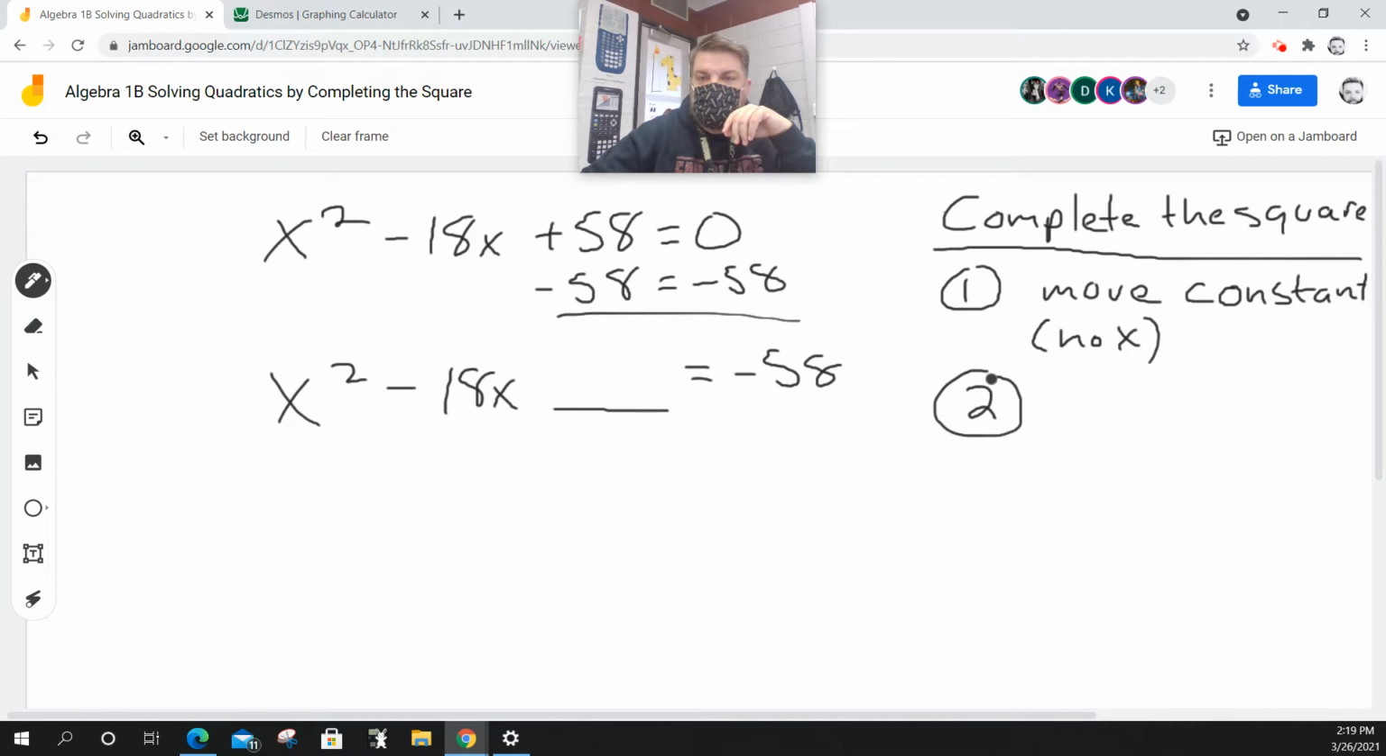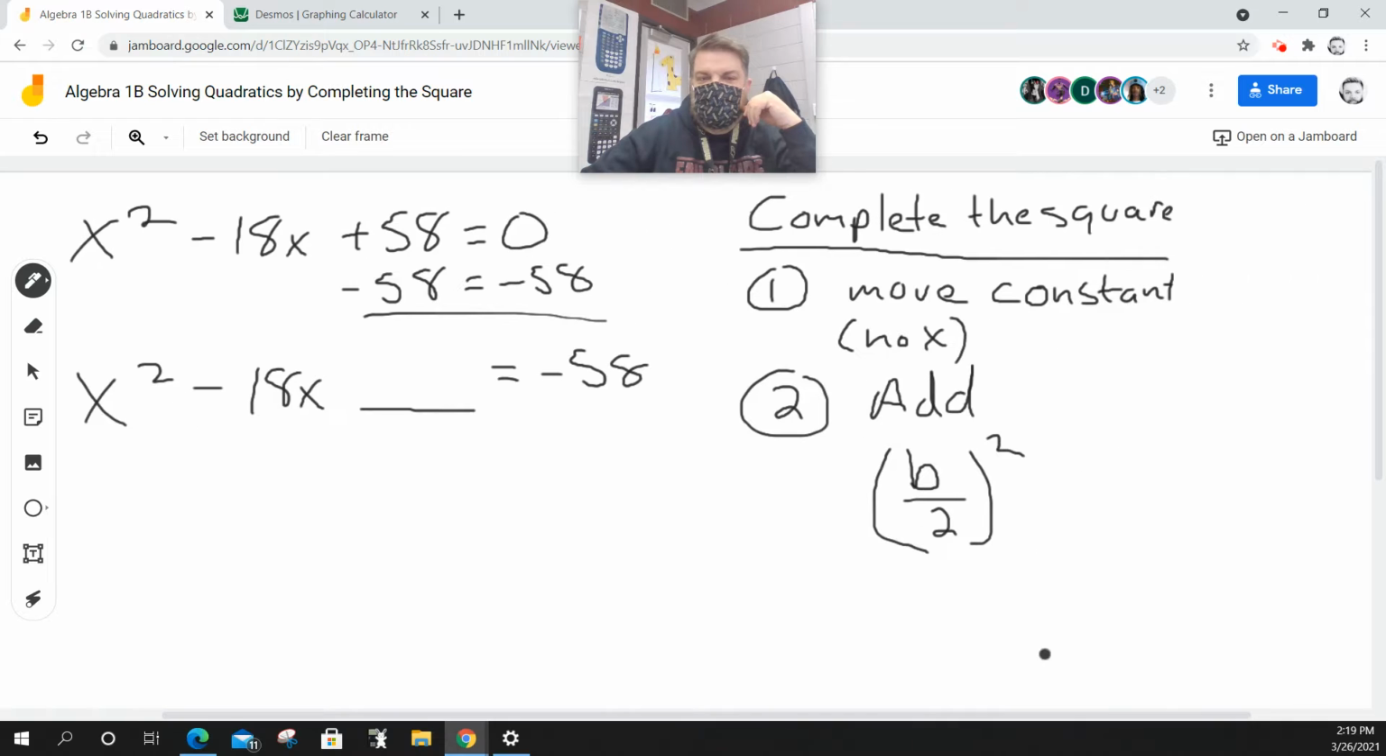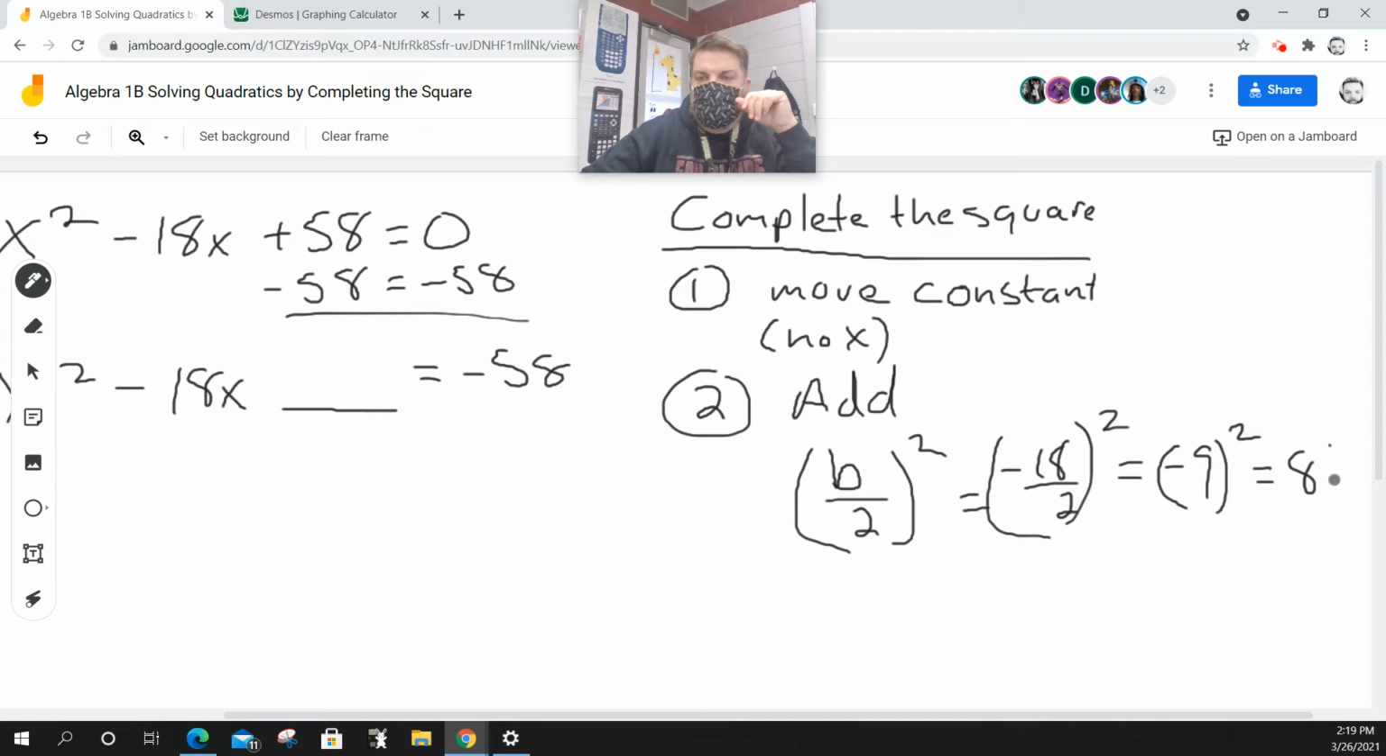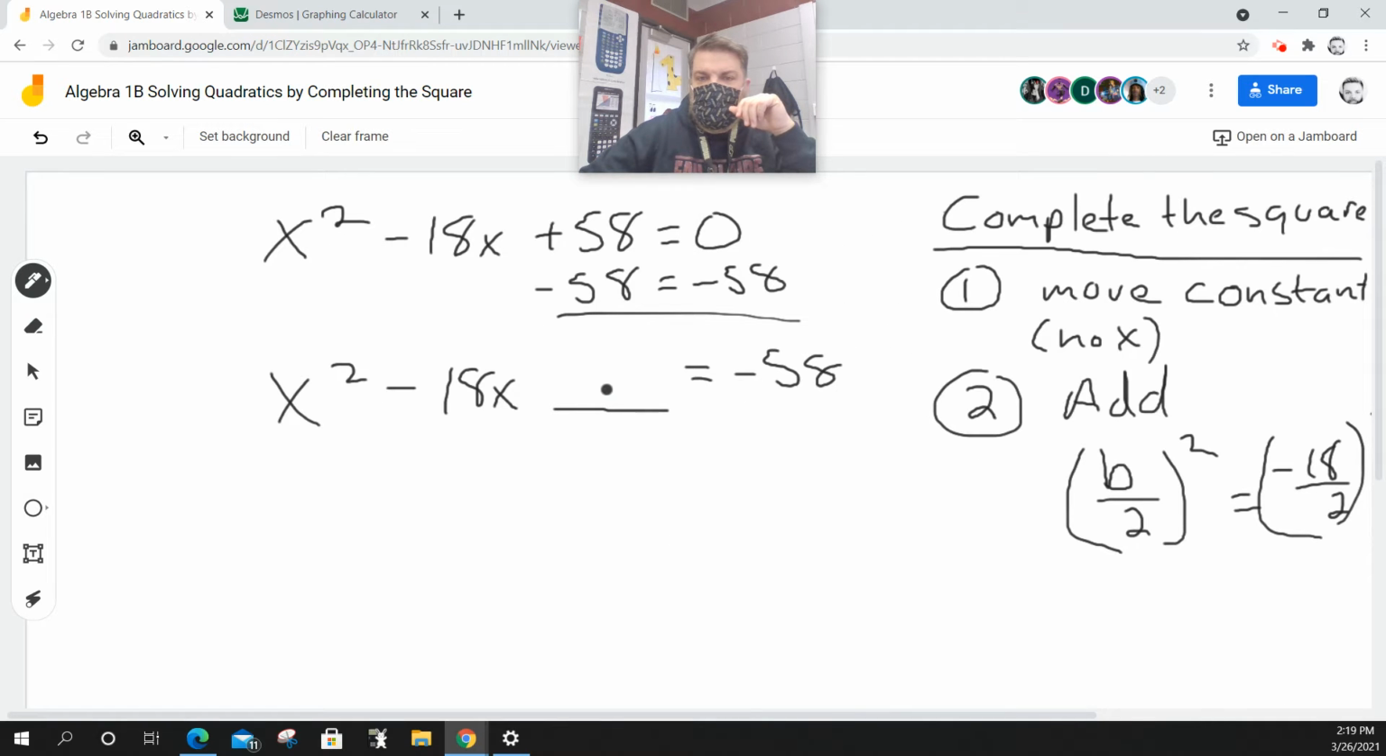Step 2, add b divided by 2 squared. What's b? Negative 18. So this is going to be negative 18 divided by 2 squared. What is negative 18 divided by 2? So this whole thing equals 81. So that means I'm going to add 81 to this side, and I'm going to add 81 to this side.